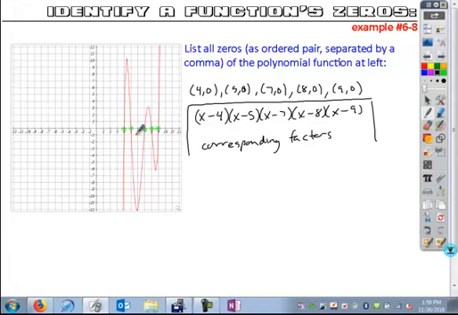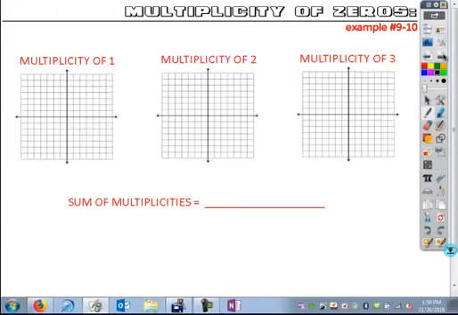Next is how do you determine whether, at this zero right here, our function is going to have that factor to the first, to the second, or to the power of 3? And so that is called multiplicity. The three cases of the multiplicity of zeros that we're going to look at are 1, 2, and 3.